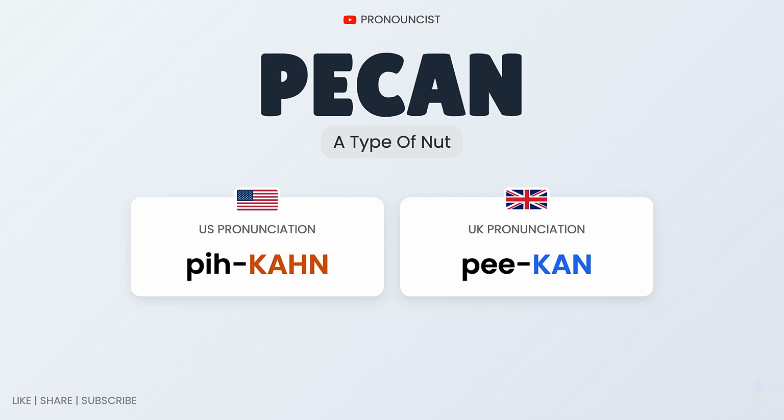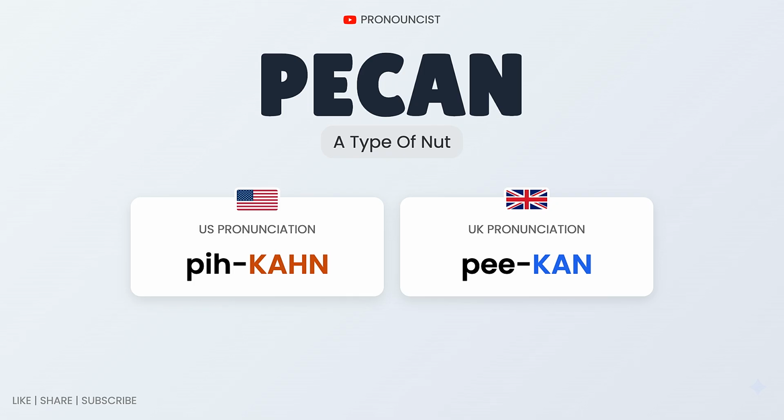Now, let's focus on the British pronunciation of this word, pecan. Now, read the syllables of British pronunciation shown on the screen naturally. Pe, can, pecan. Pe, can, pecan. In US, stress can. In UK, stress can. Pecan, pecan.